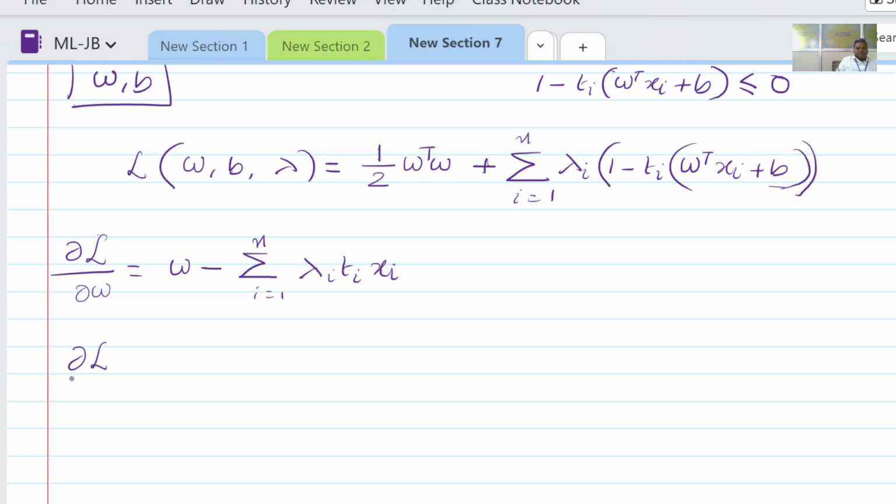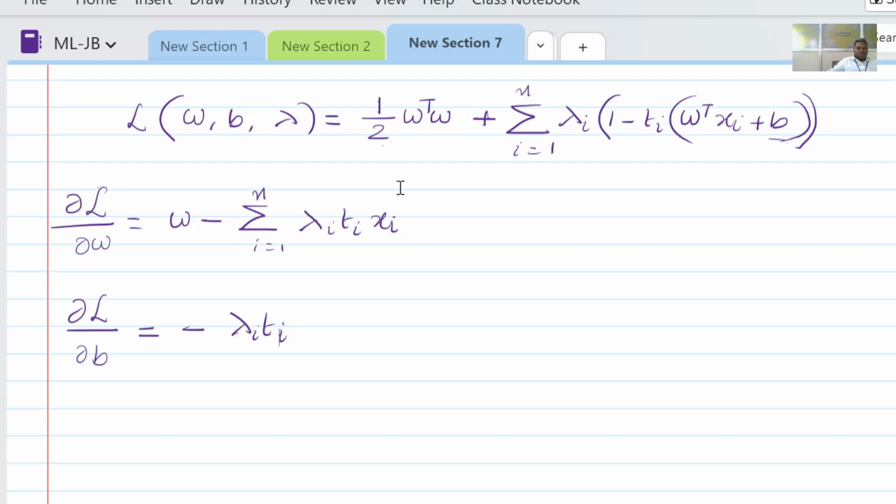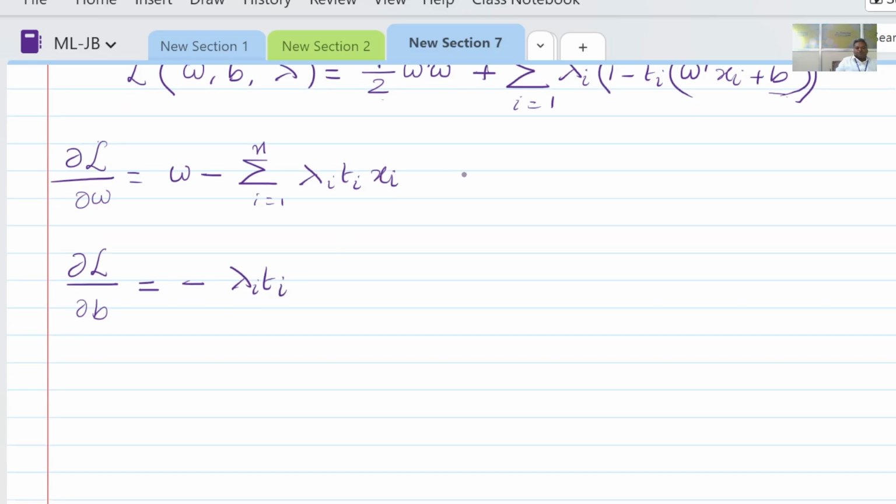Then dou L by dou B is: all this term will be 0, this term will be 0, this term will be 0. Here it will be minus lambda i ti. Then if this is equal to 0, W will be sigma i is equal to 1 to n lambda i, ti and xi, and this is equal to 0.